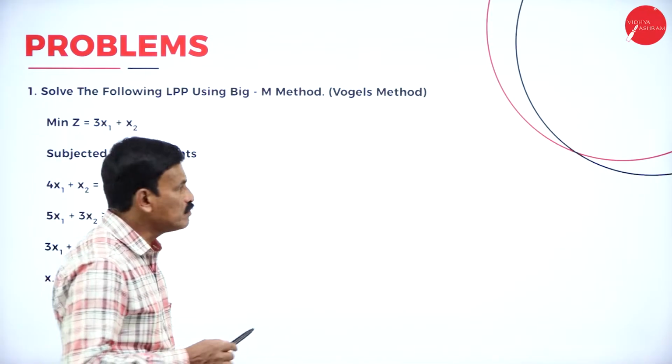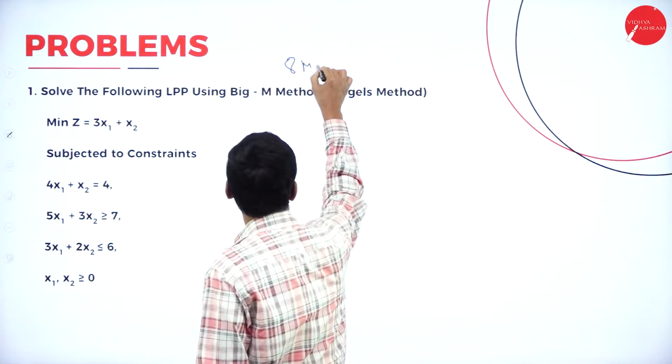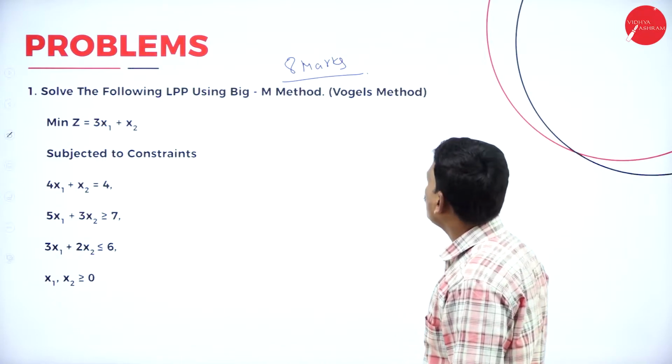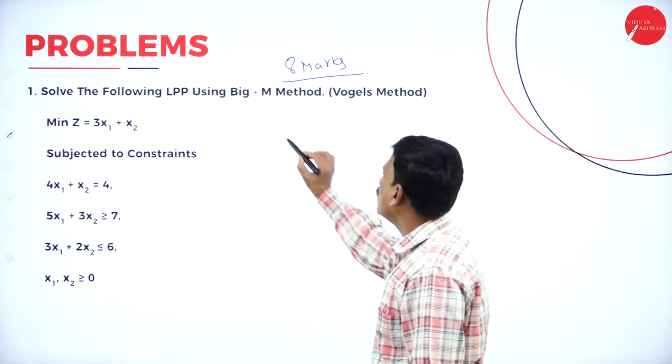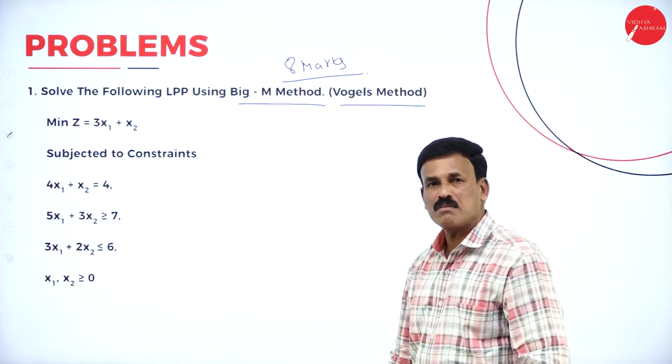So this is a very important question. It will carry 8 marks. This is an 8 marks question to solve a linear programming problem using Big M method. Big M method is also called Charnes' method.